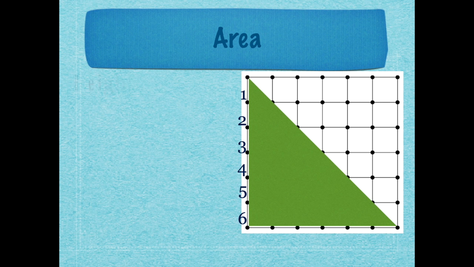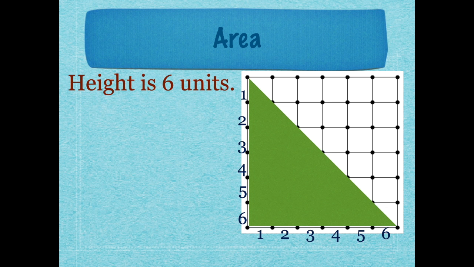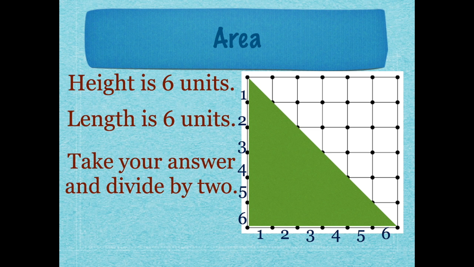I know the height is 6 units. And I know the base is 6 units. So I take 6 times 6 and I divide that by 2, because this triangle actually takes up half of that whole space. That whole grid is 6 times 6. So half of it is divided by 2. So 6 times 6 is 36, and 36 divided by 2 is 18, so the area of this green triangle is 18 units squared.